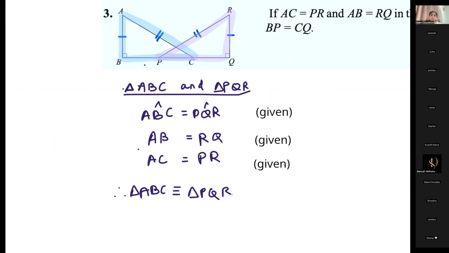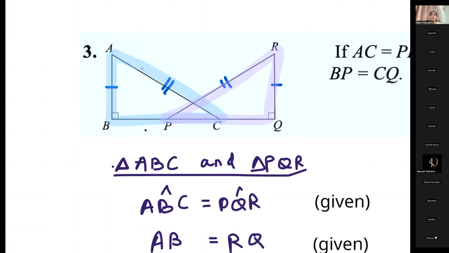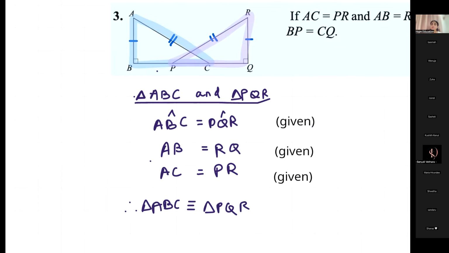SAS. But in SAS, the angle between the two equal sides must be equal. Remember, included angle. Here it is not the included angle; here it is this angle. It's not SAS. Then what is it? RHS. Good. It is RHS.